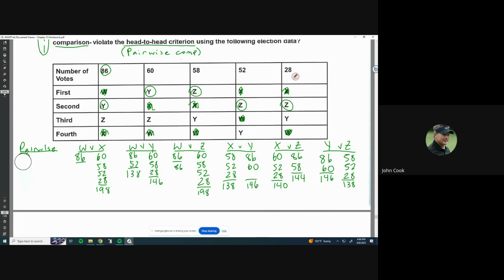All right, so let's see here. For pairwise, our candidates are W, X, Y, and Z. Let's see how many points they get. So the winner for the first matchup between X and W is X with 198, so X gets a point. The winner between W and Y is going to be Y, so 1 point there. Between W and Z, Z wins that one. Between X and Y, Y gets the win. Between X and Z, Z gets the win. And between Y and Z, Y gets the win. So that means that Y is the winner for pairwise.